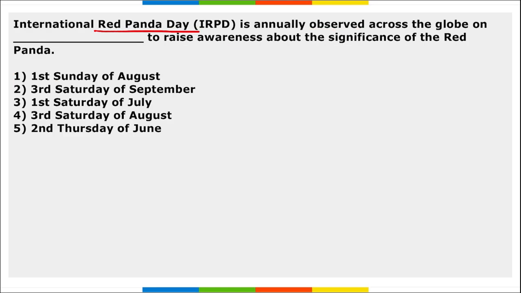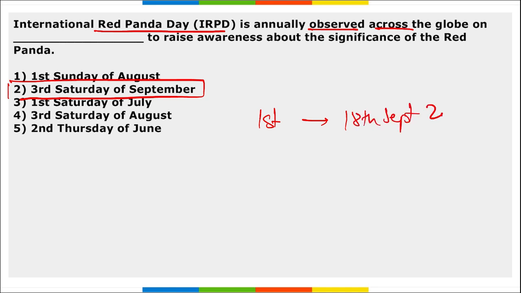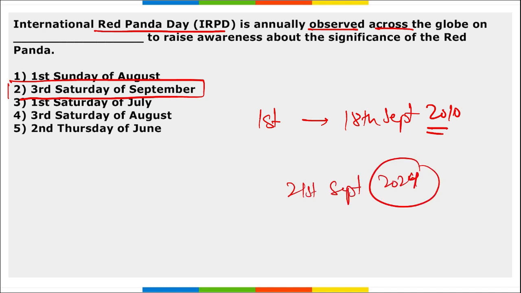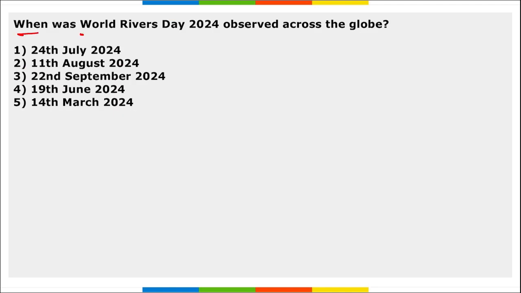Next, International Red Panda Day is annually observed across the globe when it is generally observed on the third Saturday of September month. It is observed on the third Saturday of the September month. For the first time, this day was observed on 18th of September in 2010, and this year it is 21st of September, observed in 2024. Next, when was World Rivers Day observed across the globe? So World Rivers Day is observed across the globe on 22nd of September 2024.